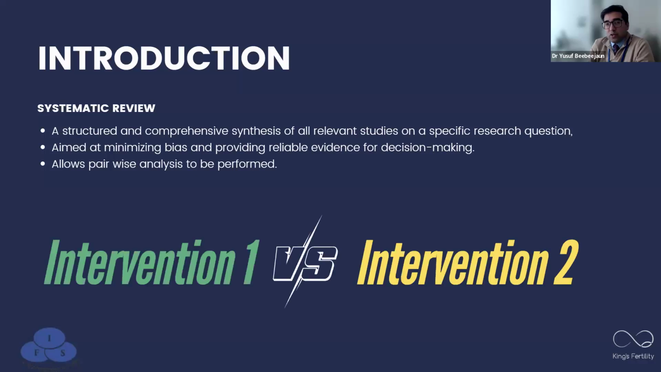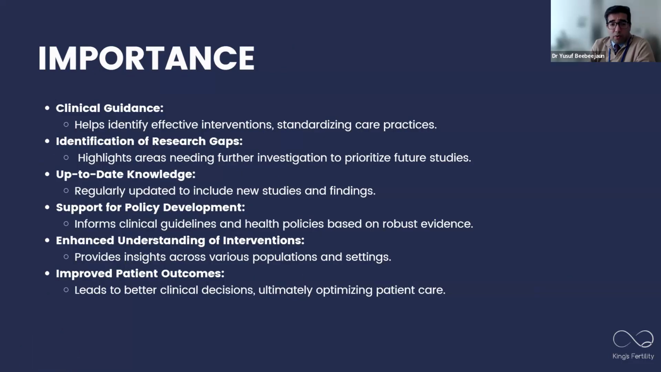The way systematic review is done, it allows two interventions to be compared to one another. The technical term for that is a pairwise analysis. And like my colleague has said, there are other forms of analysis like a network, which allows more than two interventions to be compared. But for the sake of this talk, we're focusing on just two interventions being compared to one another, and that's known as a pairwise analysis.